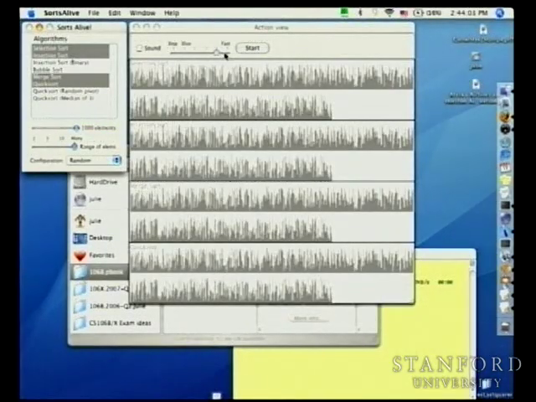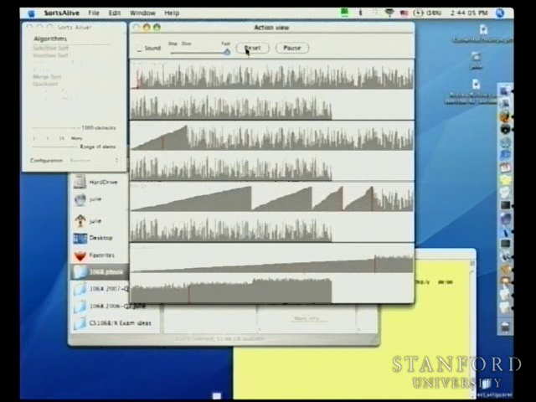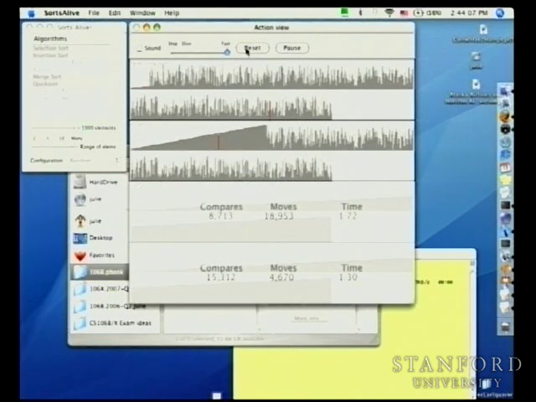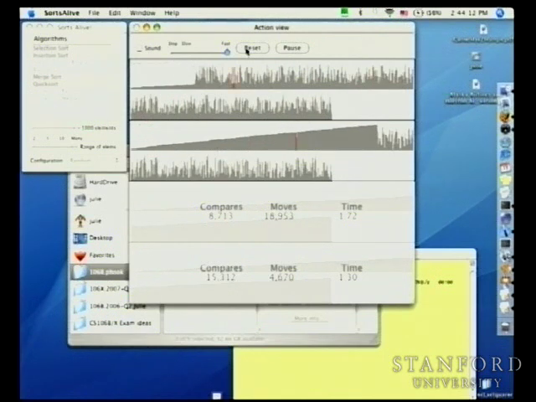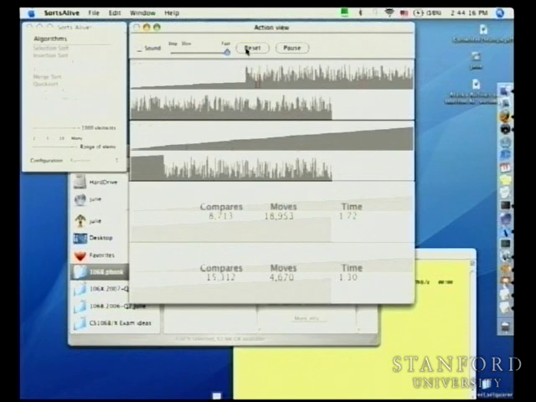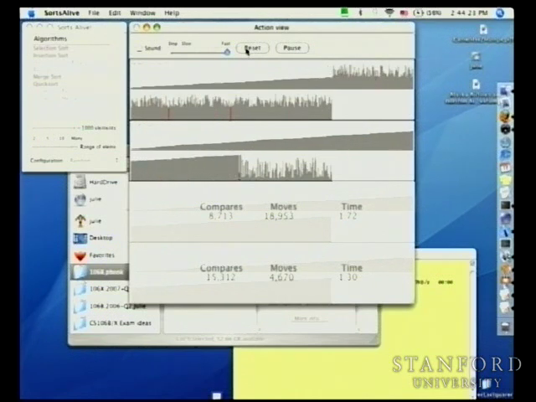And I can let it run at full speed and kind of watch things happen. So quicksort is done in a flash, merge sort finishing behind it. And then ordinarily, the quadratic sorts take quite a much longer time than our two recursive sorts. But in this case, the random input is really buying quicksort its speed.